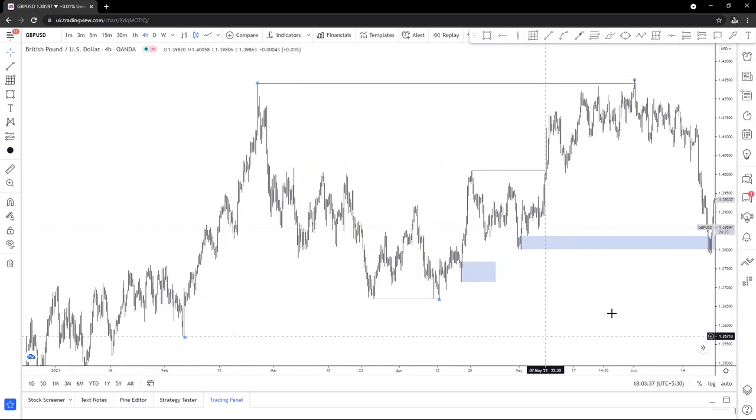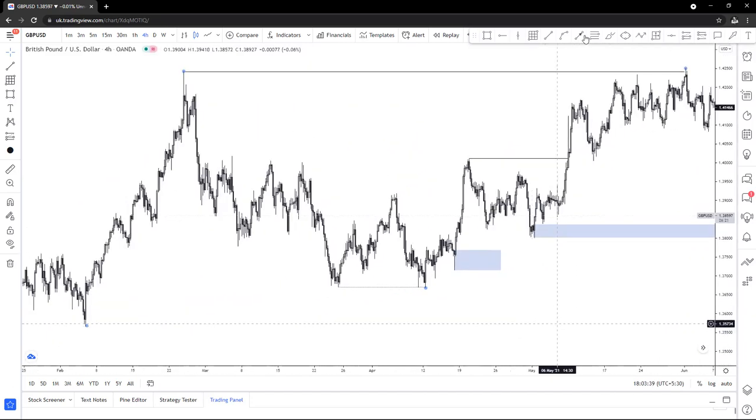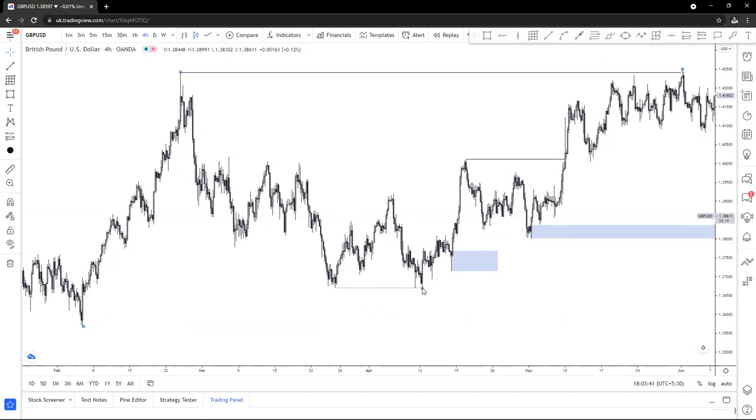On the daily time frame, like I told you, this was the real price swing from this low to this high. Anything in between would be intermediate.